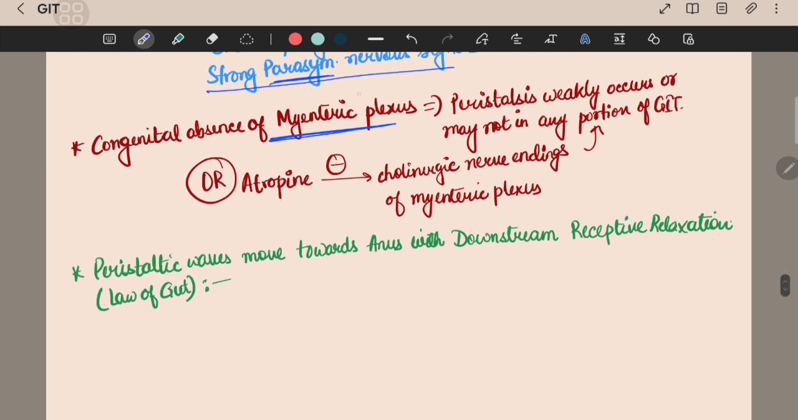Now see the myenteric plexus. This is the plexus or the Auerbach's plexus. This is present between the longitudinal and the circular muscles of the muscularis externa. So these are very important, because these muscles are actually constricting. There is contraction of the circular muscles and the longitudinal muscles, and especially in the stomach we have the oblique muscles also. So contraction is happening and relaxation is happening. So that is actually causing this propulsive movement. But if there is congenital absence of the myenteric plexus, then the peristalsis will be weak and may not happen in certain portions of the GIT. Or if there is excess dosage of atropine, then that will also inhibit the cholinergic nerve endings of the myenteric plexus, leading to this weak peristalsis.